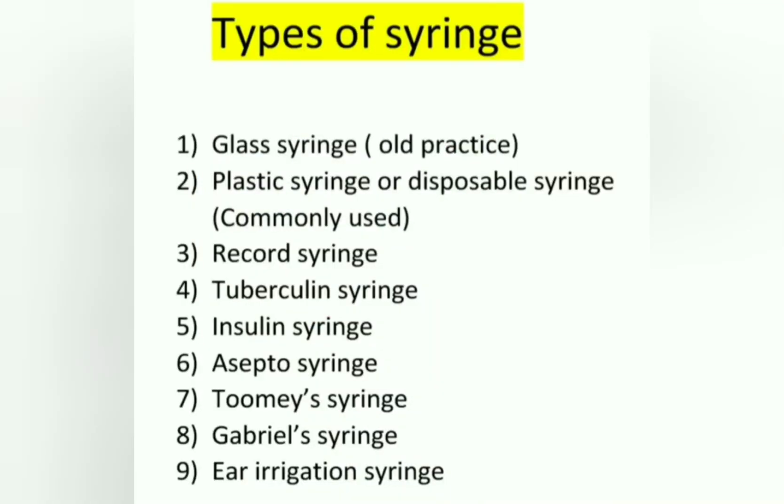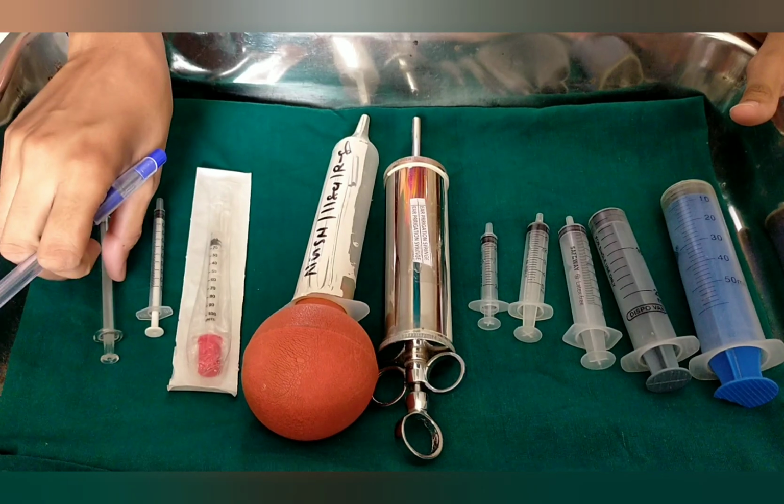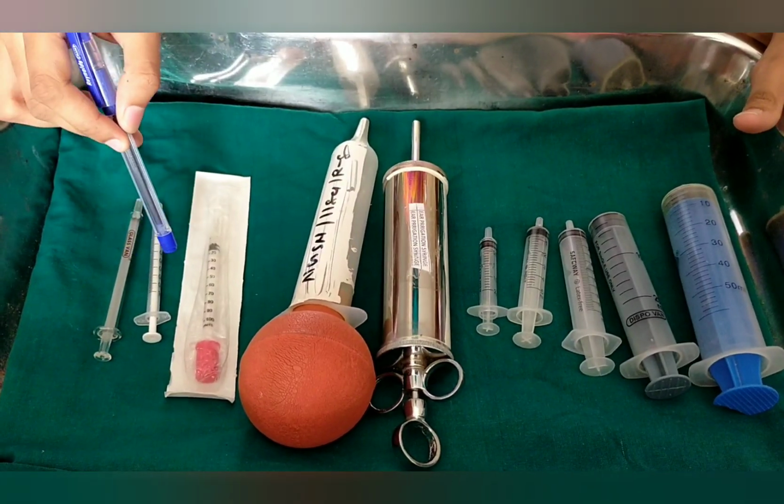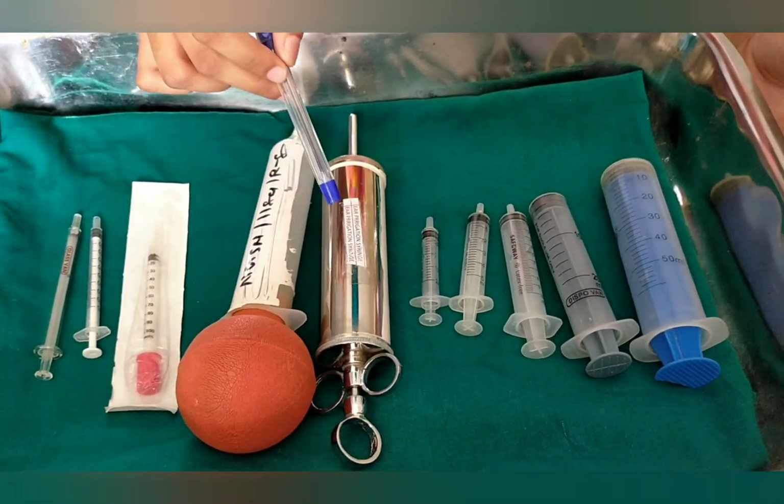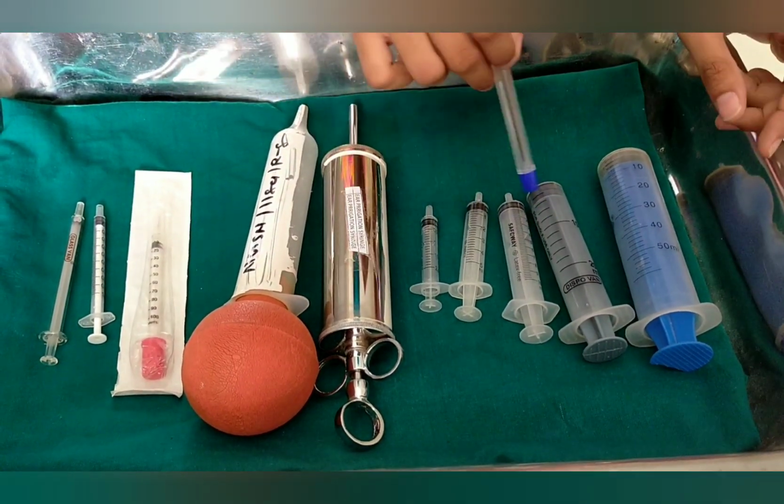Let's see the type of syringe. There are so many types: glass syringe, then plastic syringe or disposable syringe which is commonly used, record syringe, tuberculin syringe, insulin syringe, asepto syringe, Tummis syringe, Gabriel syringe and ear irrigation syringe. Glass syringe, then tuberculin syringe, insulin syringe, asepto syringe, ear irrigation syringe and plastic syringe.